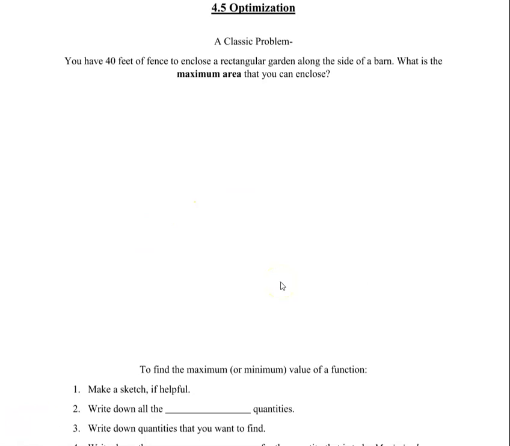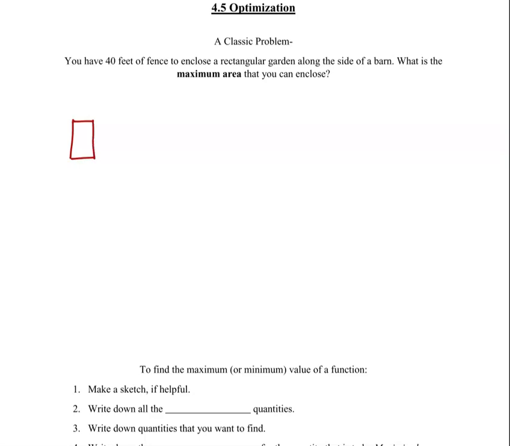I'm going to start with a classic problem here. This is one that comes up a lot in basic calculus courses. And it says you have 40 feet of fence to enclose a rectangular garden along the side of a barn. So I'm going to draw a little picture here. And I'm, as you know, a very terrible artist, but that's all right.